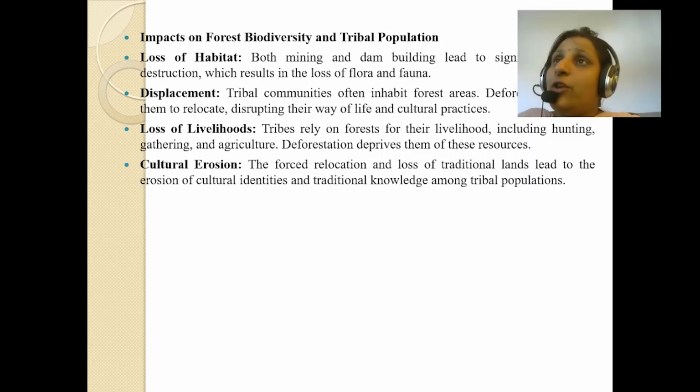The forced relocation and loss of traditional lands lead to the erosion of cultural identities and traditional knowledge among tribal populations. See what this deforestation has done. Traditional lands have been lost, and obviously when people are relocated to different places, their cultural identities get eroded and their traditional knowledge also gets eroded. They started to live like other people, losing their tribal identity.